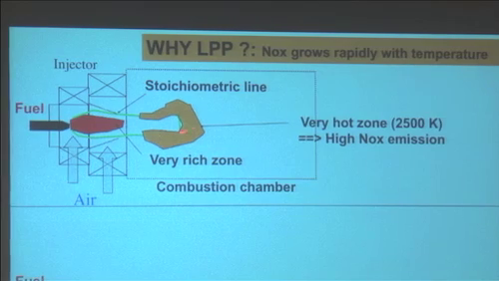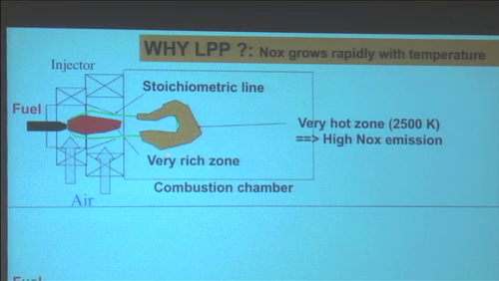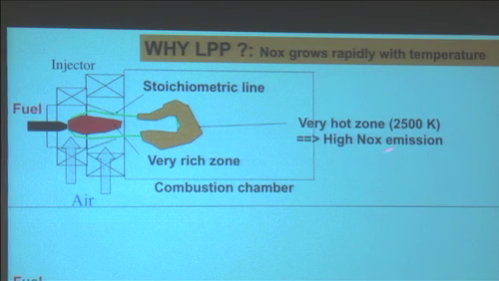So the flame will be stabilized here, and it will reach very high levels of temperature. So you will have a hot zone here, about 2500 K. That means you will produce NOx. And once you have produced it, it's too late, you have to keep it. So that's not a good idea.